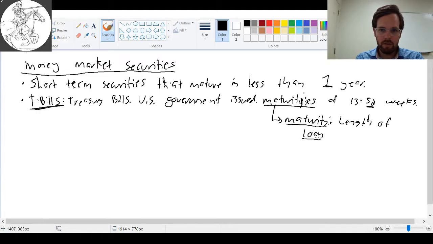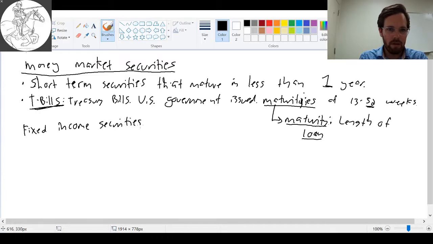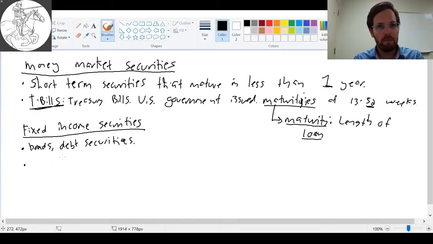This is a good time to backtrack a little bit. Money market securities fall under what are called fixed income securities, and these are essentially bonds. You'll hear people say bonds, or you'll hear some people just say debt securities. All these, fixed income, bonds, debt securities, are the same thing. How these work is they're essentially loans. You're giving someone money today to get money in return tomorrow. In the case of money market securities, it'll be less than a year.